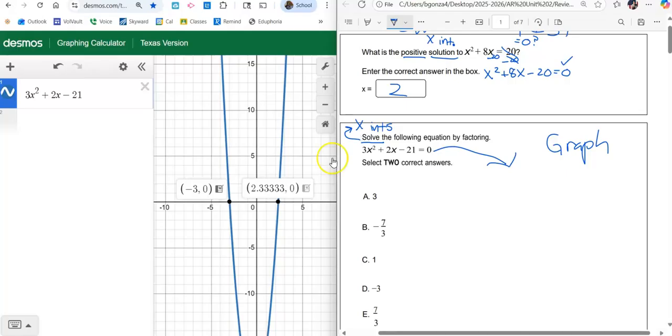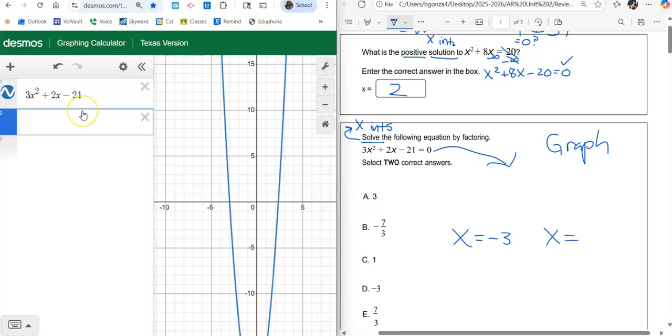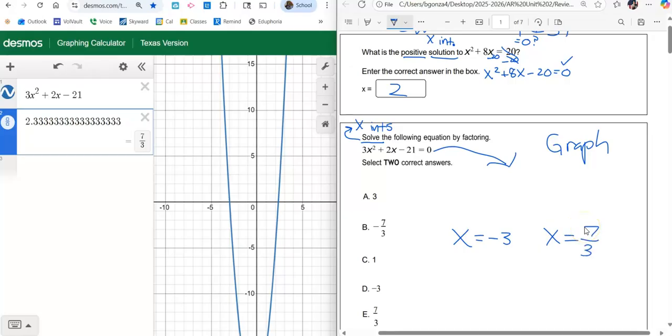Now, what are the x-intercepts here? So x equals what? Negative 3. And then x equals 2.3 repeating. Just like we said in class, you have to press 2.3 like 15 times, and then you click this circle right here. 7/3. Now, those are the solutions. So if it asks you to solve, these are your answers. -3 and 7/3.